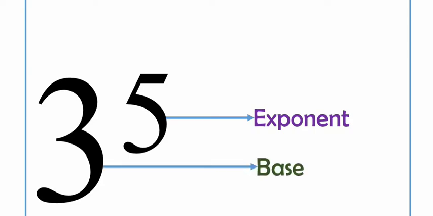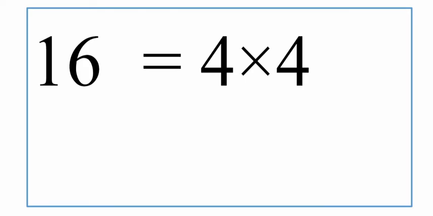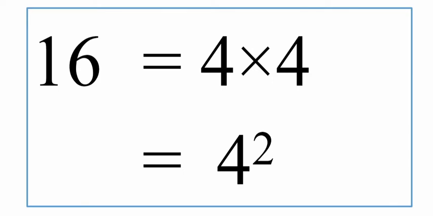Now, in lesson 1, we saw that in an exponential number like this, 5 is called the exponent, whereas 3 is called the base. Basically, for this lesson, we want to make sure that the base is a prime number. Look at number 16. It can also be written as 4 times 4, and in this case it will be 4 squared when written as an exponential number. But remember, for this lesson, we want to make sure that the base is a prime number, and you can see that 4 is not a prime number.